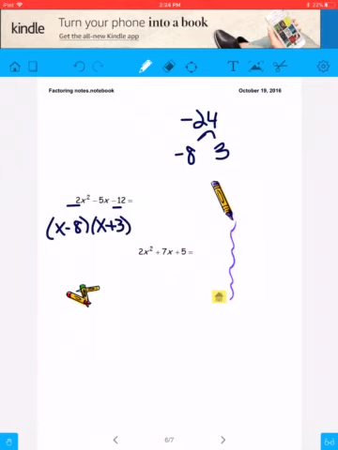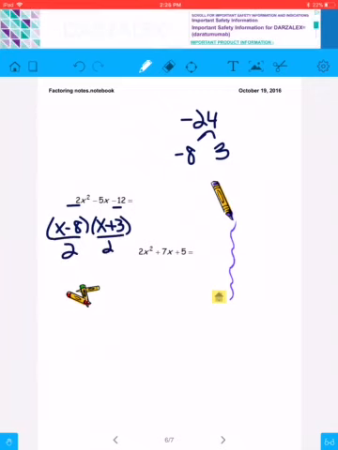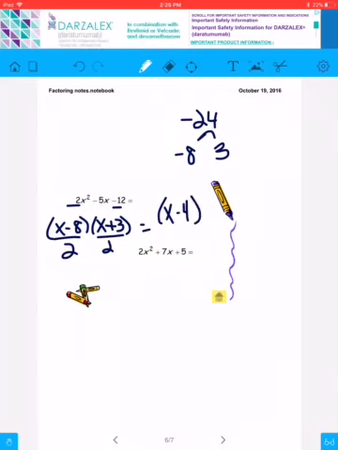And now I have to divide both by A, which is 2. 8 can be divided by 2 nice and pretty, so that's now x minus 4. But 3 can't be divided by 2, so my second factor is 2x plus 3.